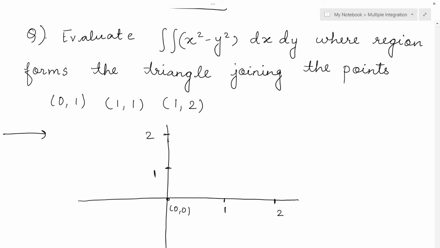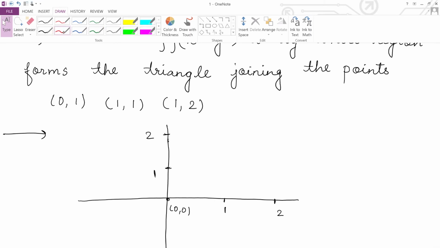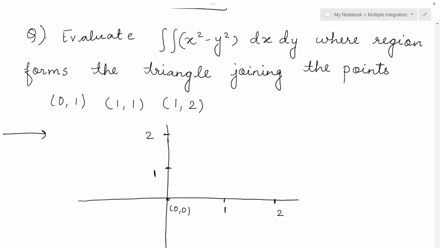Now which point I need to plot first? Let me take a different shade. First let us plot the point 0, 1. Where will be 0, 1? X-axis 0 and y as 1. So 0, 1 will be over here. This point is 0, 1.